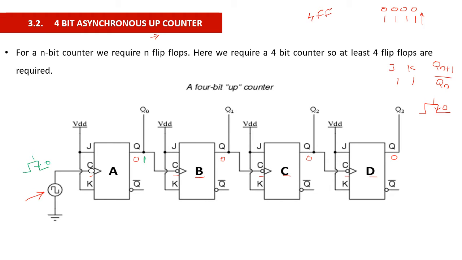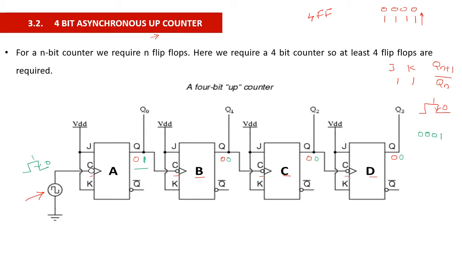The outputs of B, C and D will not change, because there is no clock pulse coming from the previous stage changing from 1 to 0. Here you can see A changing from 0 to 1. Here there is no change, it is 0 itself. Again no change, 0 itself, and here also no change, 0 itself. So when the first clock pulse comes, the output becomes 0, 0, 0, 1.